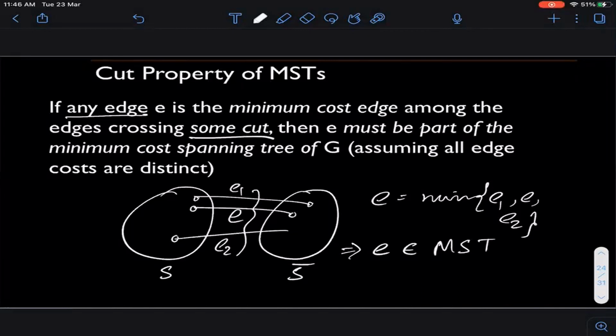Okay, everyone understands the statement? So if I am looking at an edge E such that वो कोई भी एक cut है जिसका वो minimum edge है, तो then this edge E has to be necessarily part of the minimum cost spanning tree of my graph. And here I'm assuming that all the edge costs are distinct. Okay, this is a point where the proof will become slightly different if the edges are not distinct.